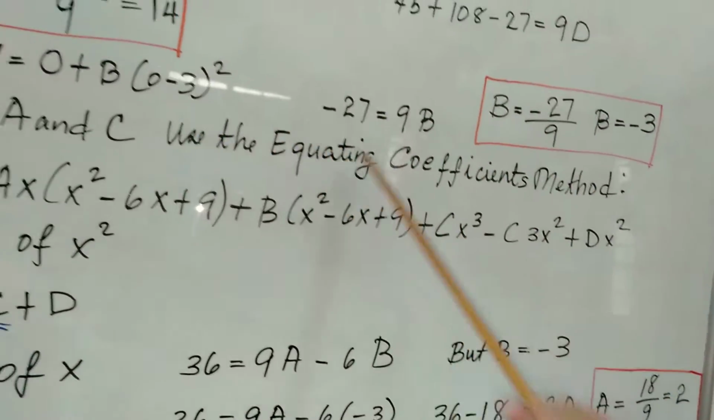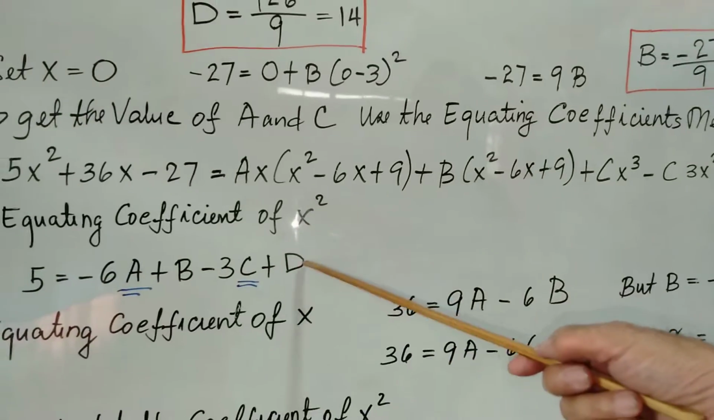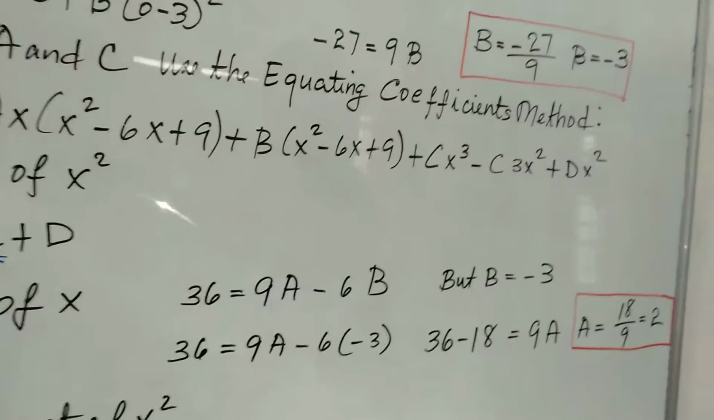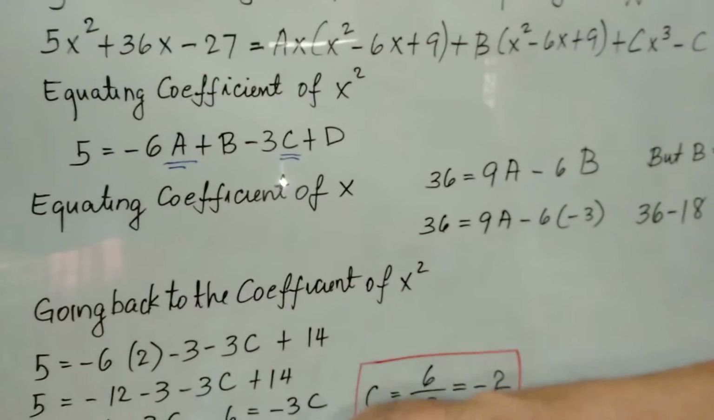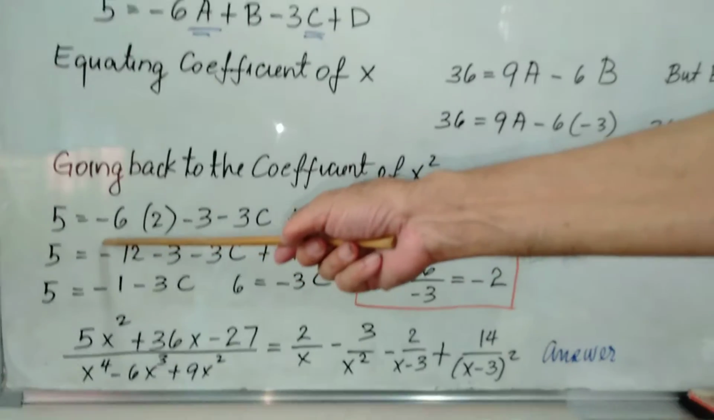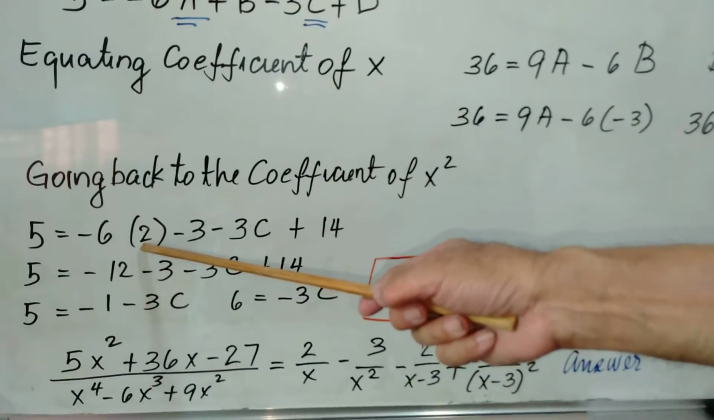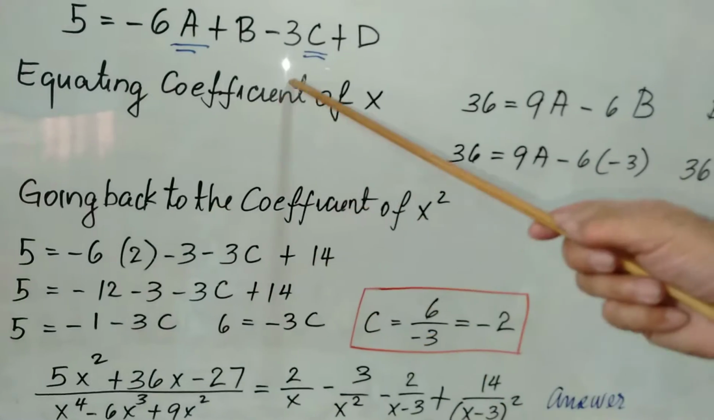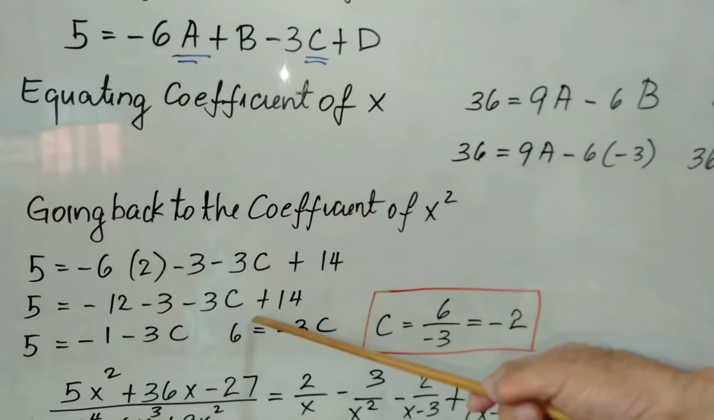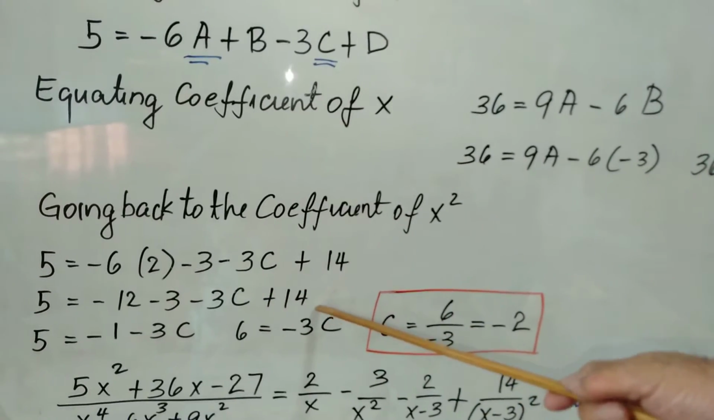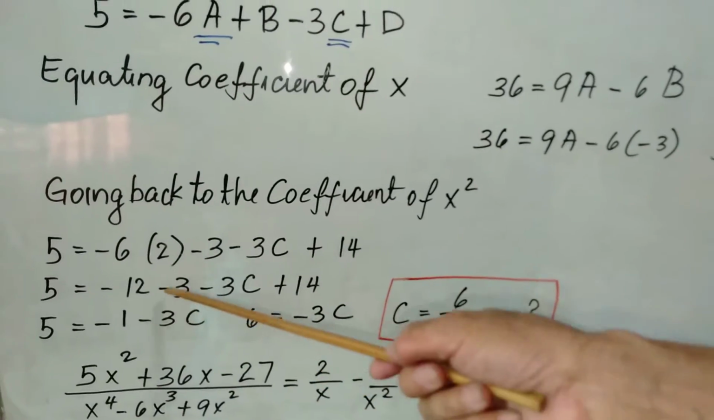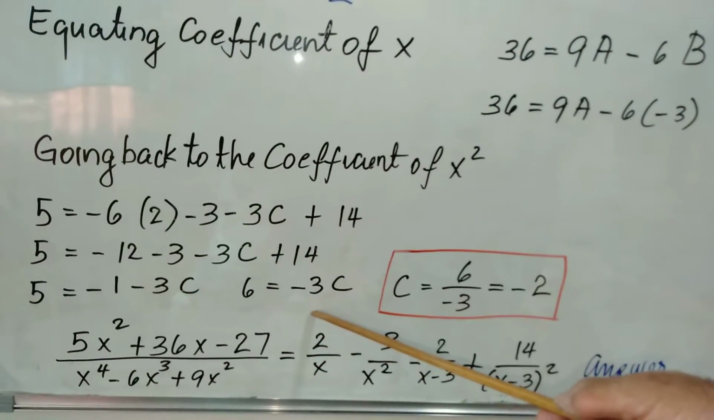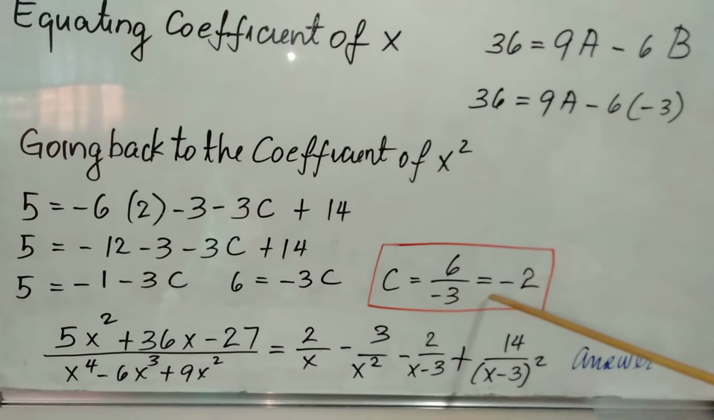Now we have three values for our unknowns: A, B, and D. So we can make use of the coefficient of x squared equation and substitute the three values. We get 5 minus 6 times 2, the value of A, is equal to negative 3, the value of B, negative 3C, where C is unknown, and 14, the value of D. We simplify and transpose, and we get 6 is equal to negative 3C. So C is equal to 6 over negative 3, which is negative 2.